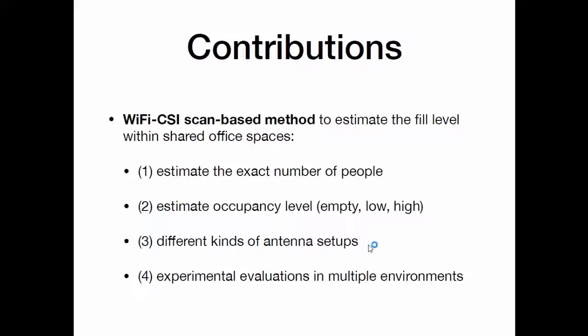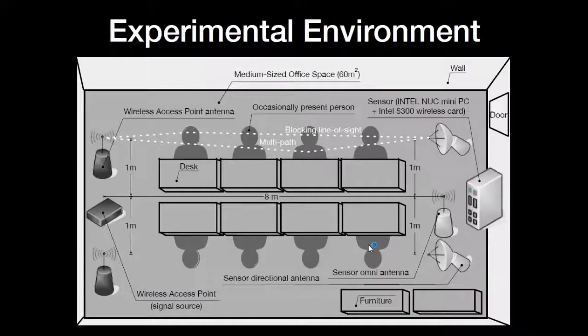We analyze different kinds of antenna setups, and we did experiment evaluations in multiple environments. The environment is complex, so we have multiple effects going on. We have signal absorption by human bodies and structures in the room. We have reflections due to multipath. We have other physical signal wave effects like refraction, for example.